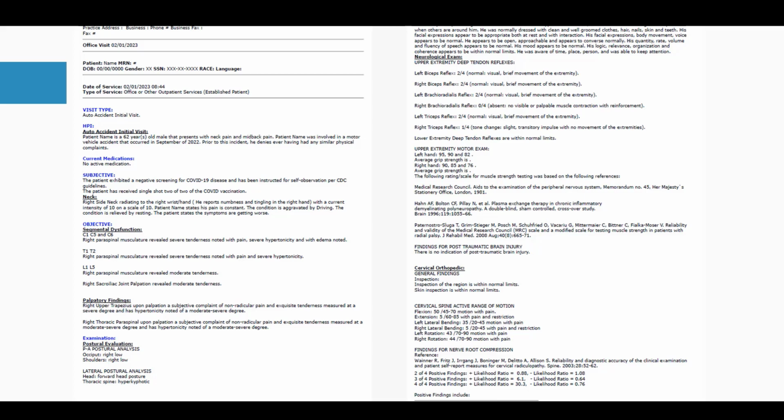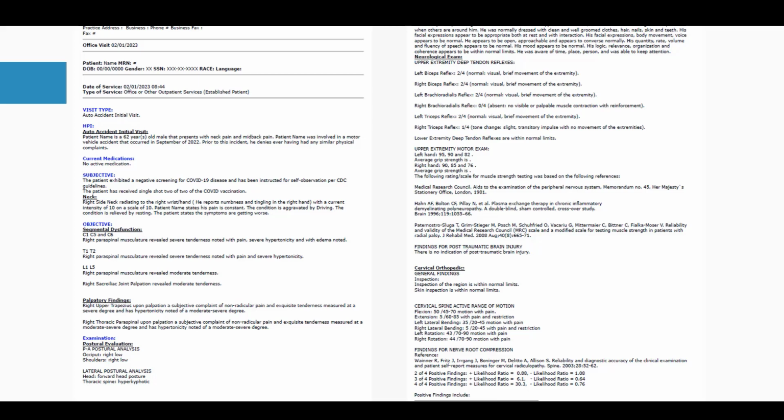Then as you read through the note, you will see the blue or purple color that signifies the note section. And so we have a visit type note section. We have a HPI, or history of present illness, note section. We have a current medication note section. We have a subjective note section, objective note section, examination note section. These are the types of note sections that we referred to earlier. That is the outline of the note.